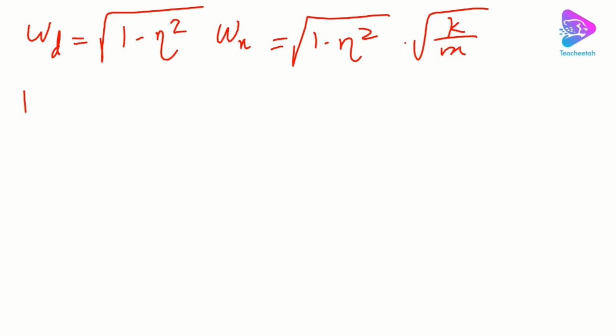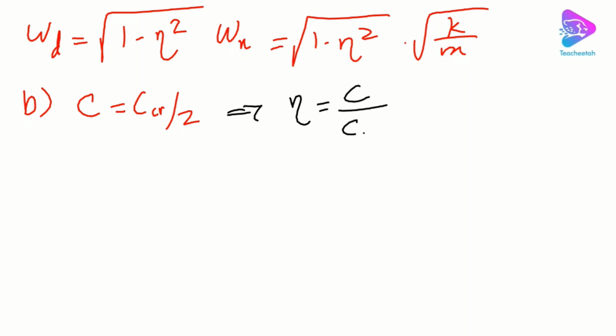In part B, we notice that C is equal to C critical divided by 2. So we can simply find zeta based on this definition. In fact, zeta is equal to C over C critical, which is C critical divided by 2 divided by C critical, which is 1 over 2, or half. As you see, zeta has no dimension. Why? Because it is a ratio of damping, right? So we can simply plug in everything in the above equation.